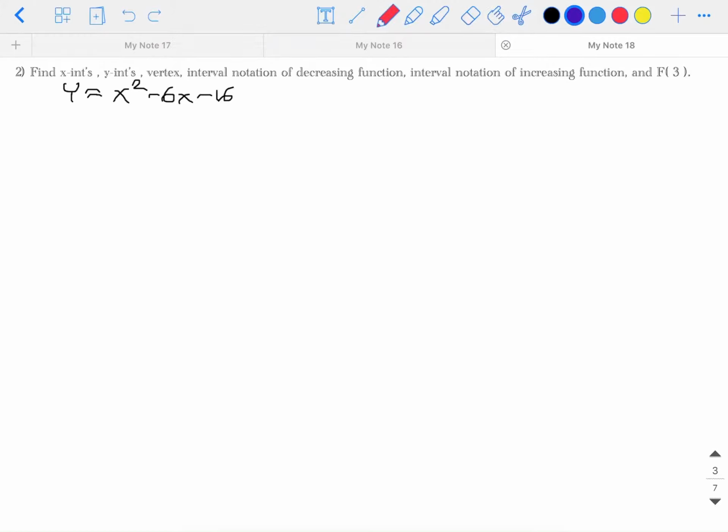Recall, in order to find the x-intercepts, we plug 0 for y. So this is 0 is equal to, and the other side remains untouched, x squared minus 6x minus 16. And then from here, this is just a review of chapter 1.6, where you have to factor the polynomial and then solve. This is simple.